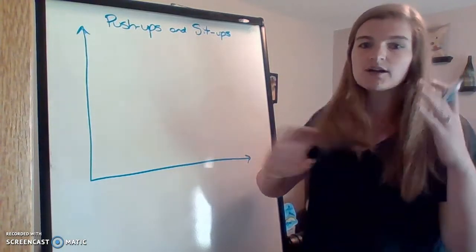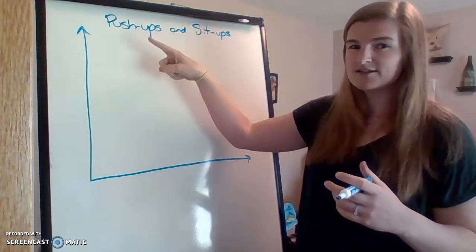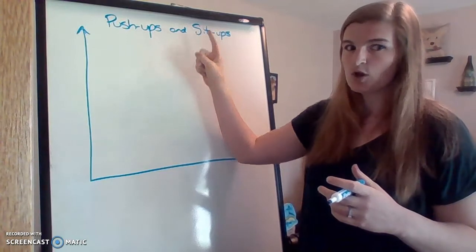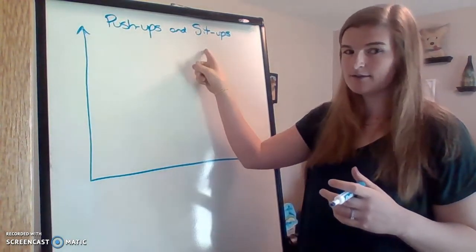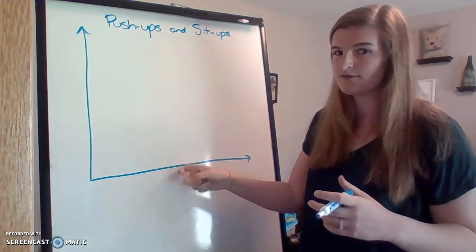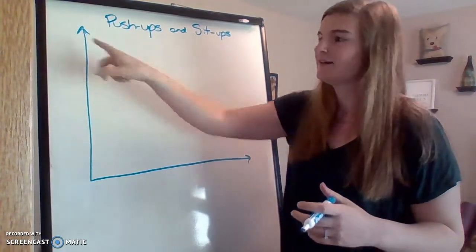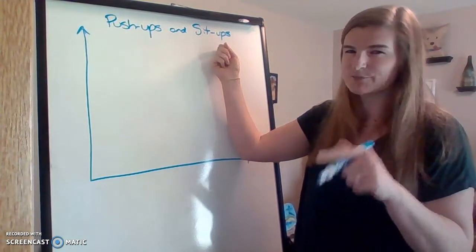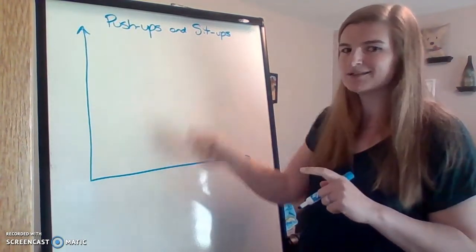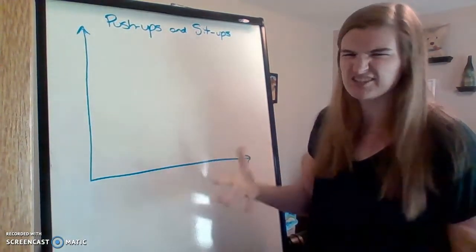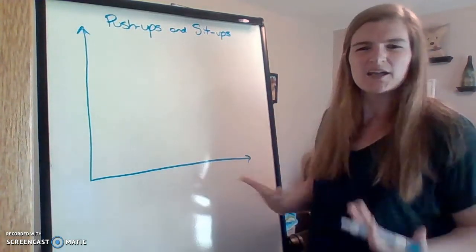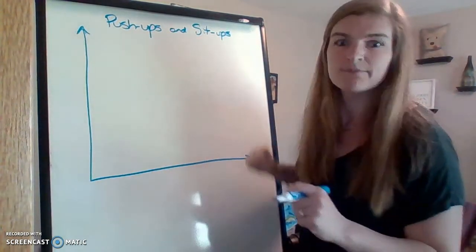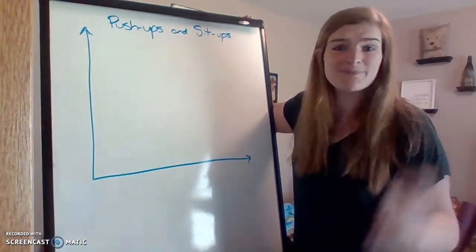So if you are ever in your question thinking, this one depends on this one, whichever one depends on the other one, that one's the one that goes on the vertical. The one that you think, that one's the one that the other depends on, it's the independent, that goes on the horizontal. Sorry, it's a little confusing, but I hope that makes sense. If not, email me. So push-ups and sit-ups, I don't think one depends on the other.